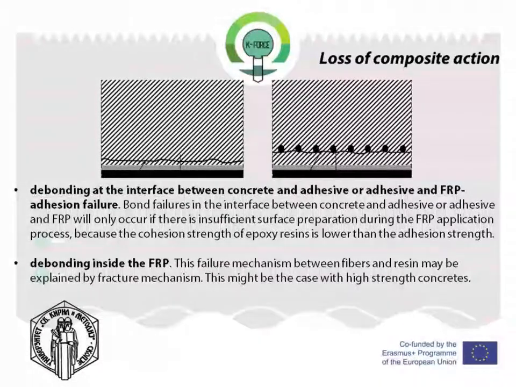Debonding at the interface between concrete and adhesive, or adhesive and FRP, adhesion failure. Bond failures at the interface between concrete and adhesive or adhesive and FRP will only occur if there is insufficient surface preparation during the FRP application process, because the cohesion strength of epoxy resin is lower than the adhesion strength. Debonding inside the FRP. This failure mechanism between fibers and resin may be explained by fracture mechanics. This might be the case with high-strength concretes.